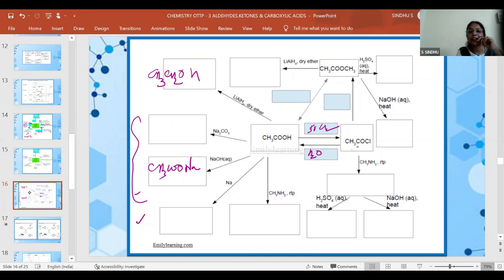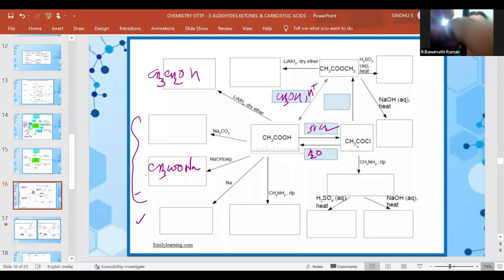Acid to ester here. It's methyl ethanoate, with alcohol. Which alcohol do we choose? Methanol, in the presence of acid, an acidic medium. And the reverse will be hydrolysis, with H plus or OH minus. The reverse reaction will be H plus or OH minus, acidic or basic hydrolysis, right?